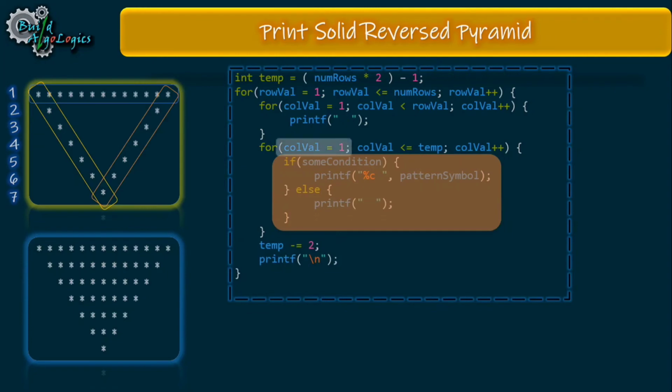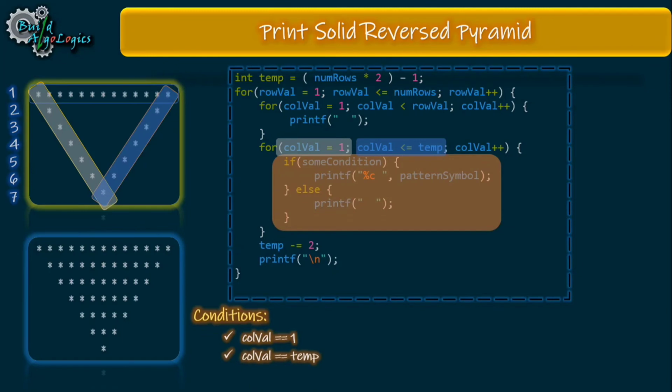So for printing this part here, we know that each time this loop is starting from 1. See this part, so we can derive our first condition like this. Means print stars when column value is nothing but 1. Similarly, we are ending with this temp value here, and this temp value is nothing but these values such as 13, 11, 9 and 7, and so on. So our second condition will look something like this here.